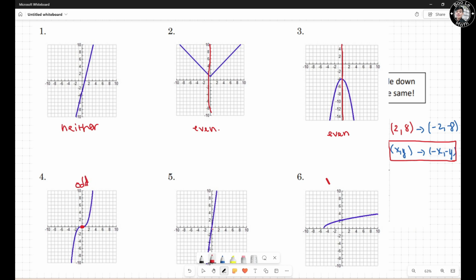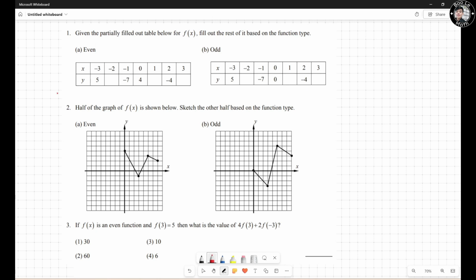Now, number 5. Similar to number 4, the function is symmetric with respect to the origin, so this is odd. The function is not symmetric with respect to the y-axis, nor is it symmetric with respect to the origin. So the function right here is neither. Now let's move on to the next example.